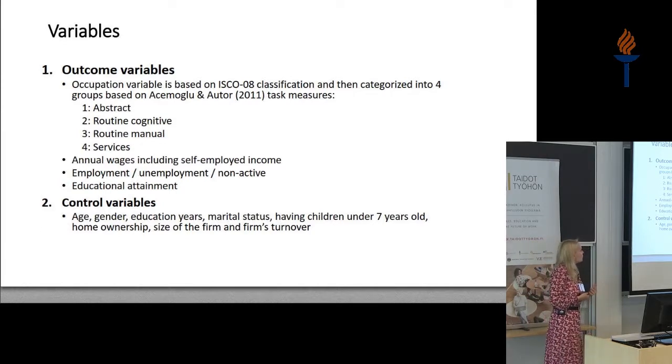And then we have control variables, like the basic controls: age, gender, education years, and so forth. And of course, some of the pre-treatment firm-level characteristics to make the firms as similar as possible, so the size of the firm and the firm's turnover as well.